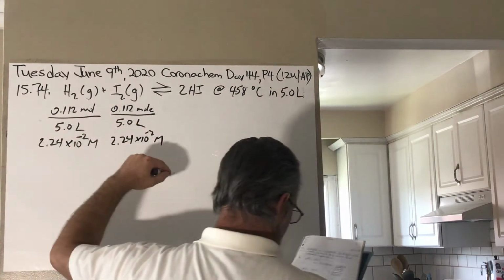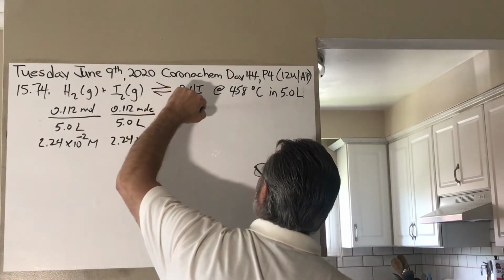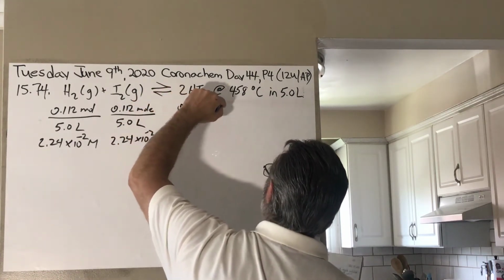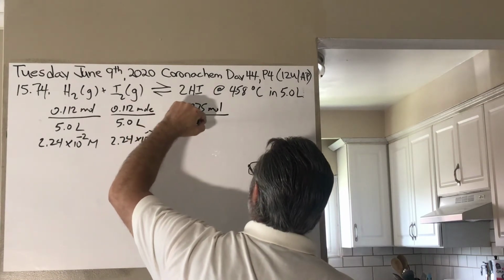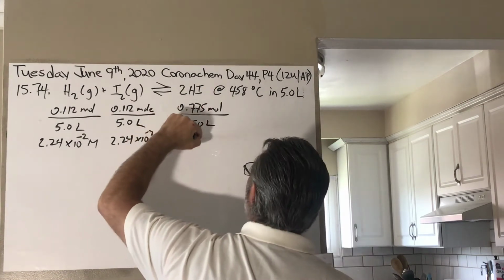And then 2HI is 0.775 mole, and there's a 5-liter container again, so that comes to 0.155 molar.